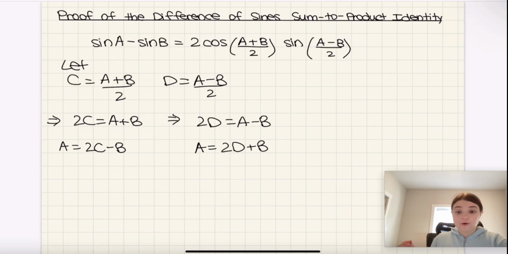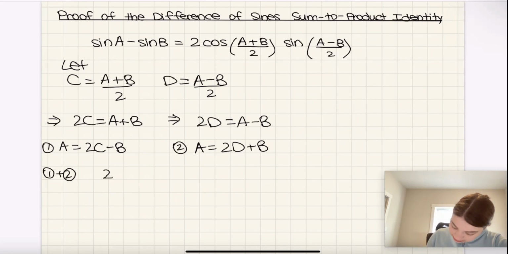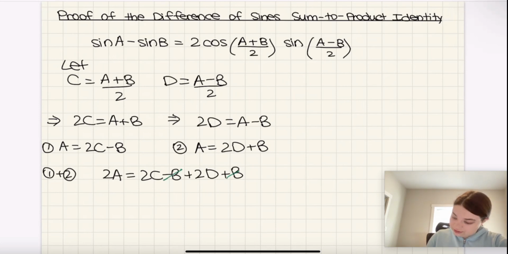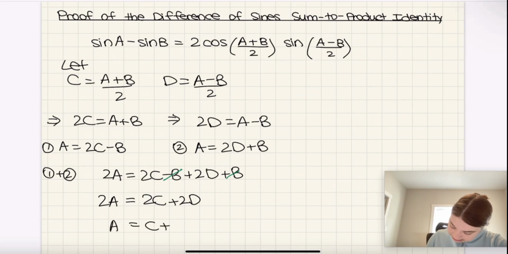Then I'm going to add the two equations together. So let's say this is equation 1, this is equation 2. I'm going to add 1 plus 2. So on the left, we would get A plus A, which is 2A. And on the right, we would get 2C minus B plus 2D plus B. The plus B and minus B cancel each other out, and we end up with 2A is equal to 2C plus 2D. And then if we divide by 2, we get that A is equal to C plus D, like that.